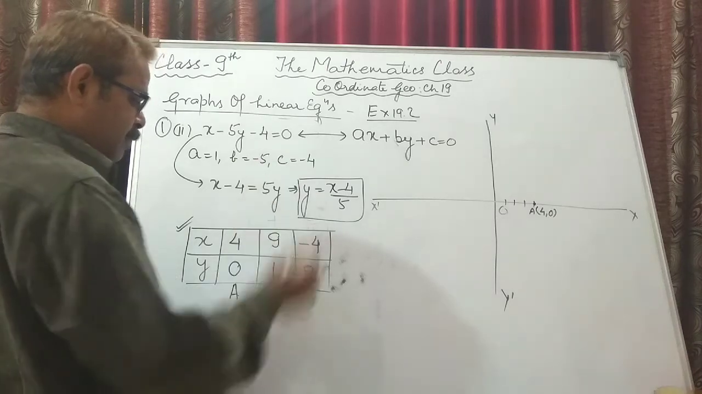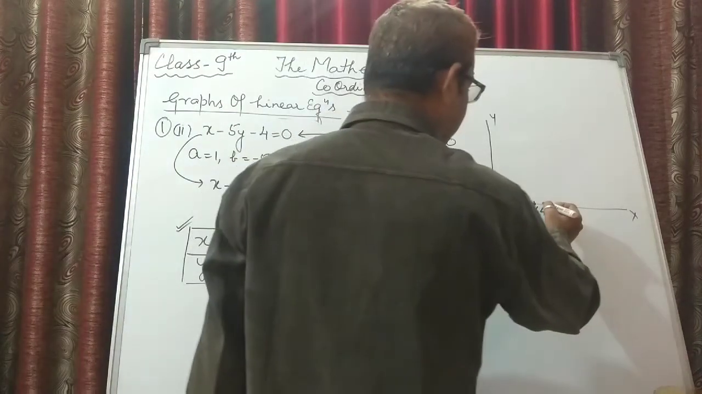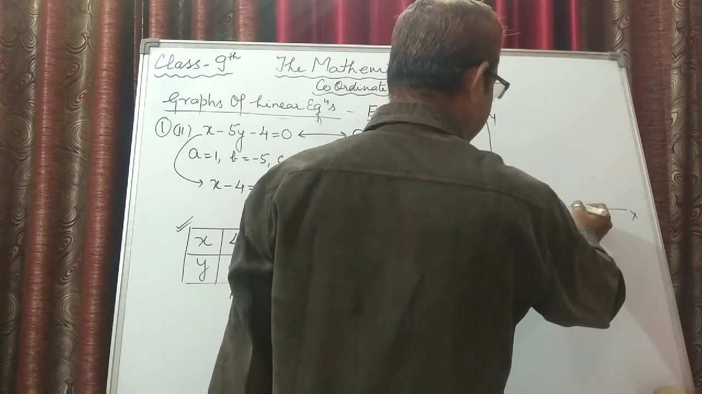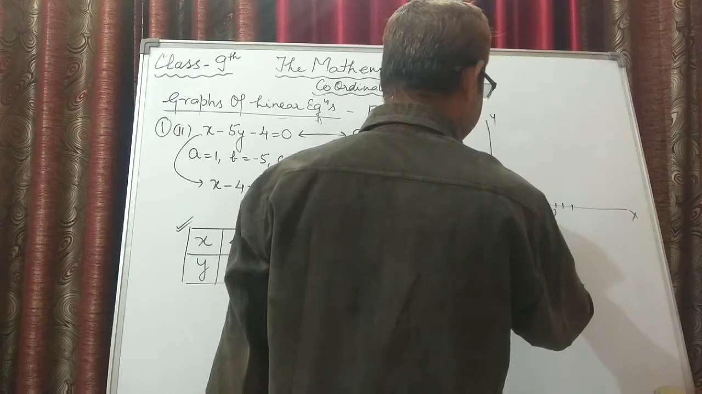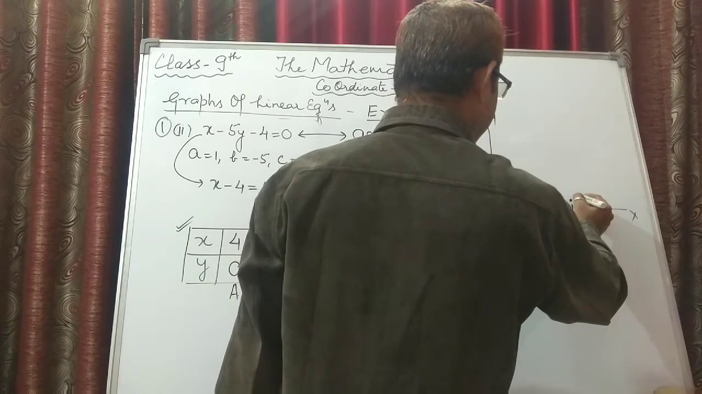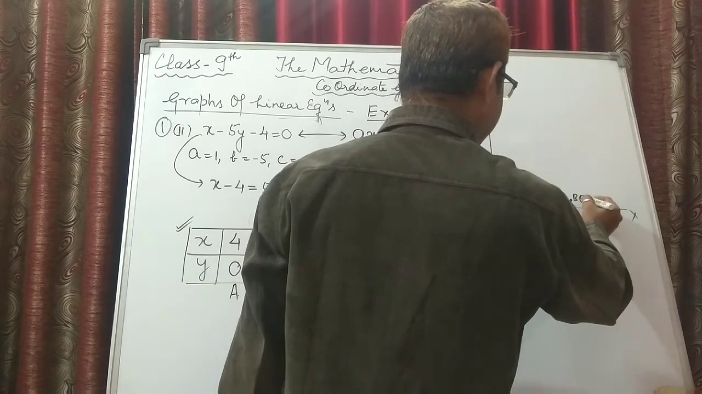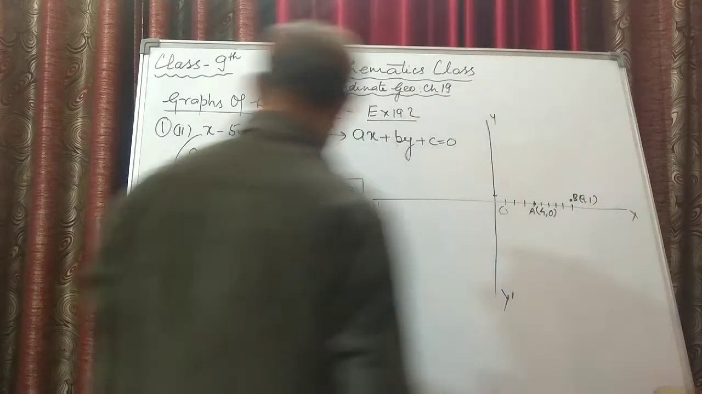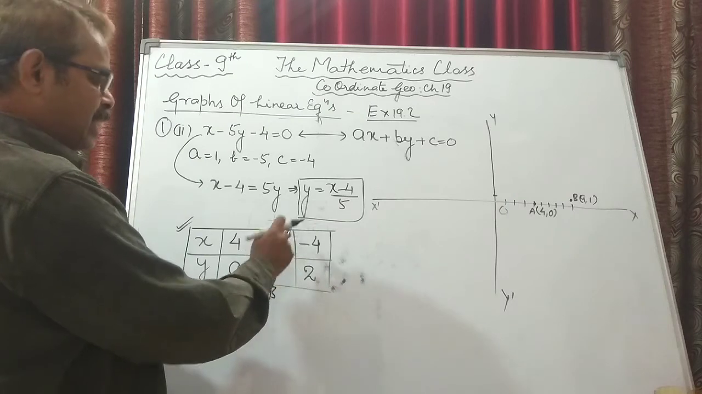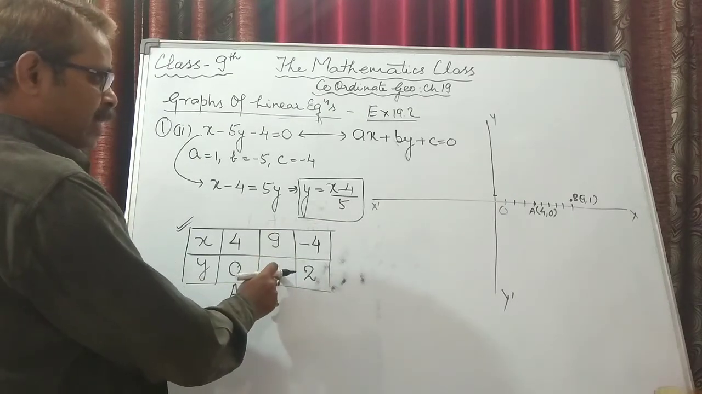Then this point I am taking B. 9, 1. 4, 5, 6, 7, 8, 9, and 1 let us say here. So the second point comes somewhere over here, that is B, 9, 1. At B, the value of x or value of abscissa is 9 and value of ordinate is 1.